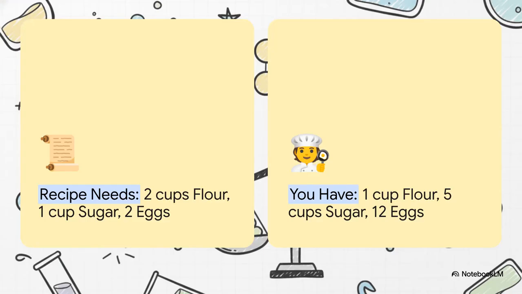Let's just break this down with our cookie example. Your recipe calls for 2 cups of flour, but you've only got 1. Now, you might have tons of sugar and a whole carton of eggs, but it doesn't matter, right? You're going to run out of flour first, and that means you can only make half a batch of cookies, tops. That flour, that's your limiting reactant. It dictates the entire outcome. And guess what? It works the exact same way in chemistry.